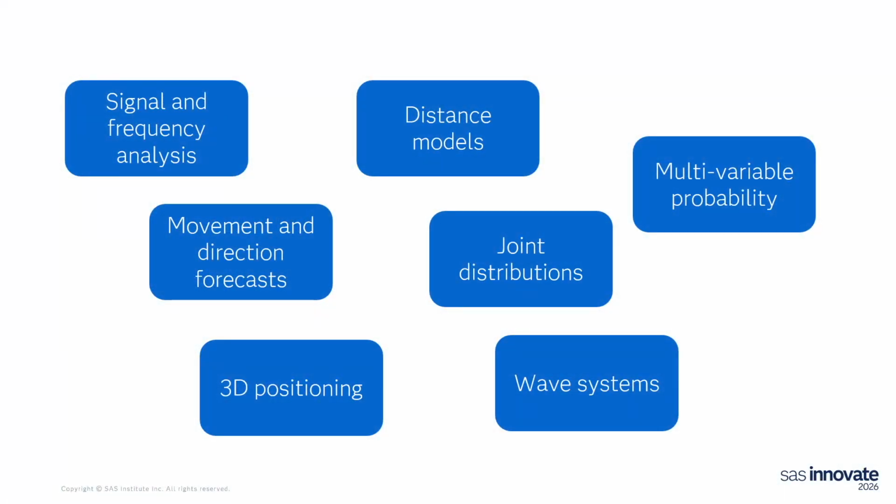Signal and frequency analysis. So you were talking about signal and frequency and circuit theory right there. Distance models. Gee, do we ever have anybody work in logistics? Okay, we're all in logistics, right? Multivariable probability, movement and direction forecasts, joint distributions, 3D positioning, wave systems. This is not everything that you can do with vectors and complex numbers. This is the stuff that I thought of off the top of my head that will use vectors and complex numbers in your analysis. There's a whole bunch more.